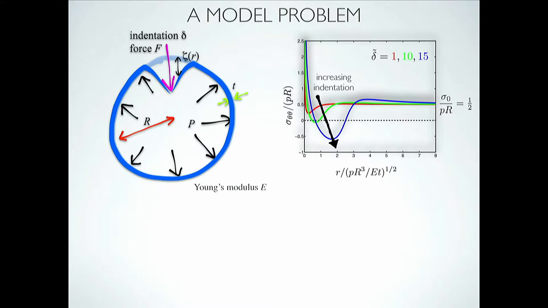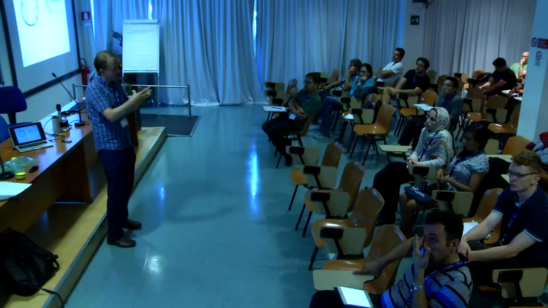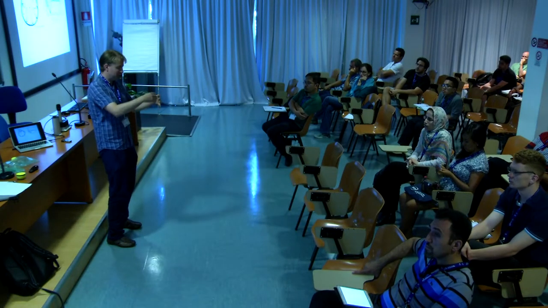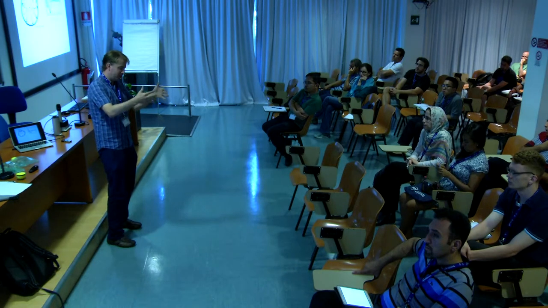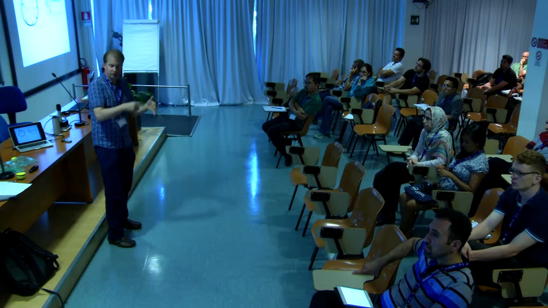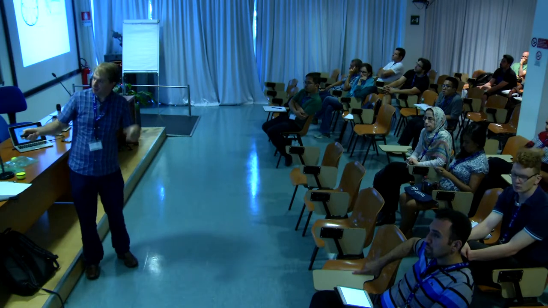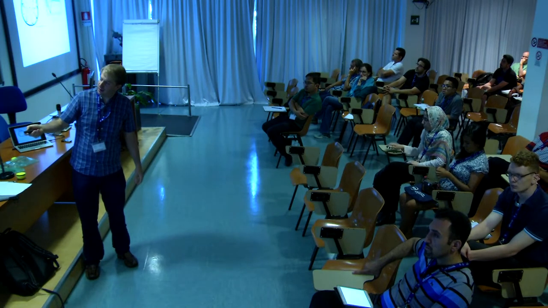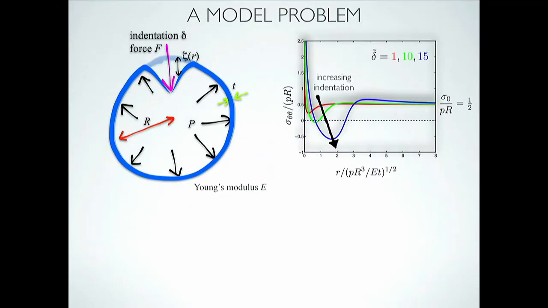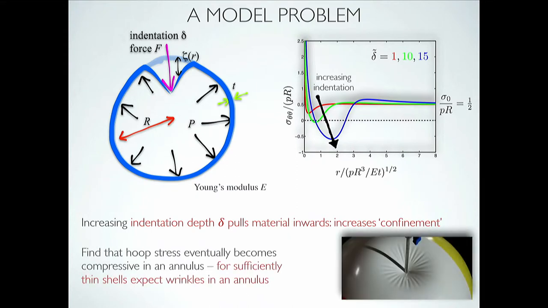And the reason for that is that as you poke, you pull material in. And you're doing that in a circular geometry, so you're taking a circle that was here and bringing it closer in, and so it becomes relatively compressed. If you poke enough, then what you find is that that compression becomes absolute, not just relative, and that's basically the same as taking this piece of paper and squashing it. If it's thin enough, it will just buckle, and that's what causes the wrinkling. So as you increase the indentation depth, you pull material in, and the key thing is that this hoop stress becomes compressive.